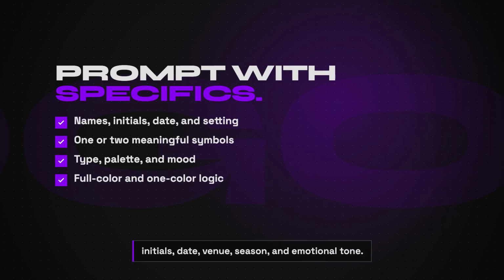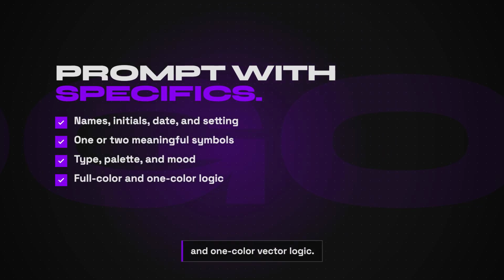Name the couple, initials, date, venue, season, and emotional tone. Add 1 or 2 meaningful symbols, the desired structure, type personality, palette, and forbidden cliches. Finish with balanced negative space, readable initials, separate editable elements, and both full color and 1-color vector logic.